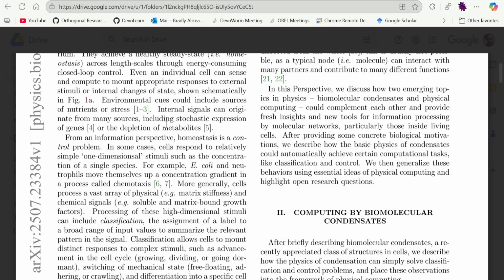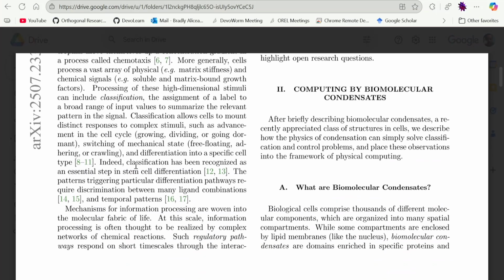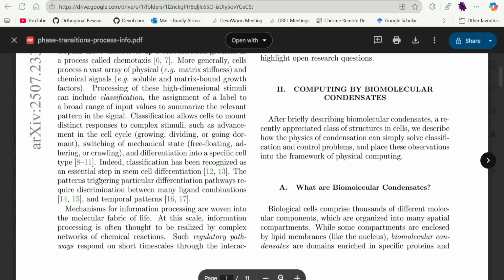Processing of these high-dimensional stimuli can include classification, the assignment of a label to a broad range of input values. Classifications allow cells to mount distinct responses to complex stimuli. Indeed, classification has been recognized as an essential step in stem cell differentiation. The patterns triggering particular differentiation pathways require discrimination between many ligand combinations and temporal patterns. So cells need to be able to classify things.